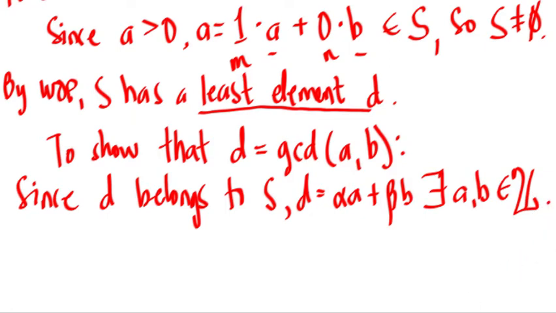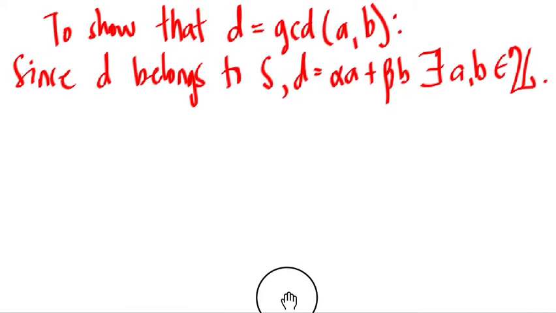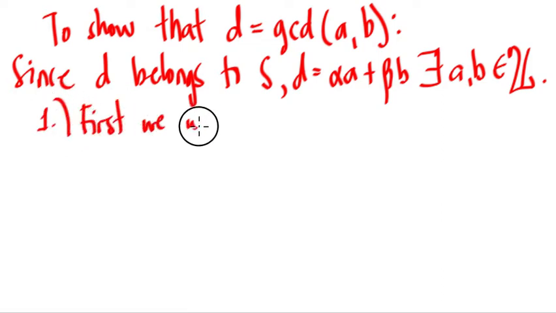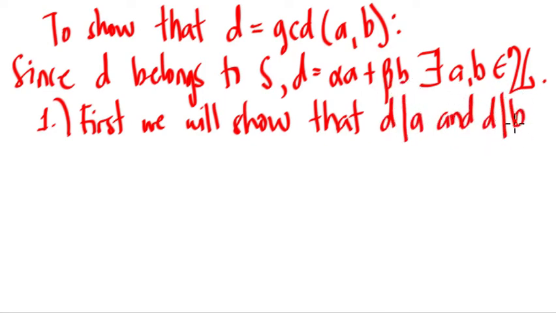So first we will put this in two parts to show that D is equal to the GCD of A and B, since that is what we want to show in the theorem. Let's have the first part. First we will show that D divides A, likewise D divides B.